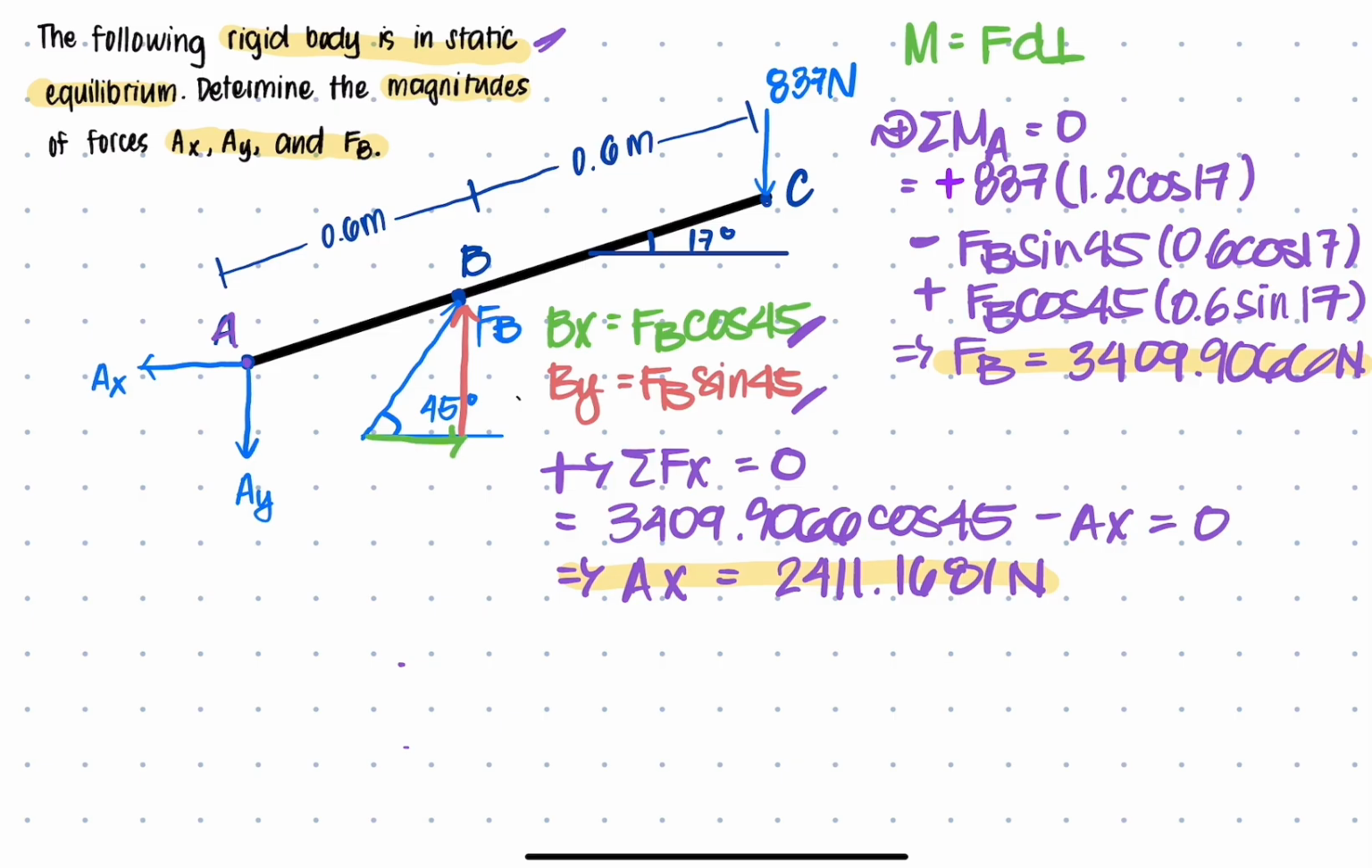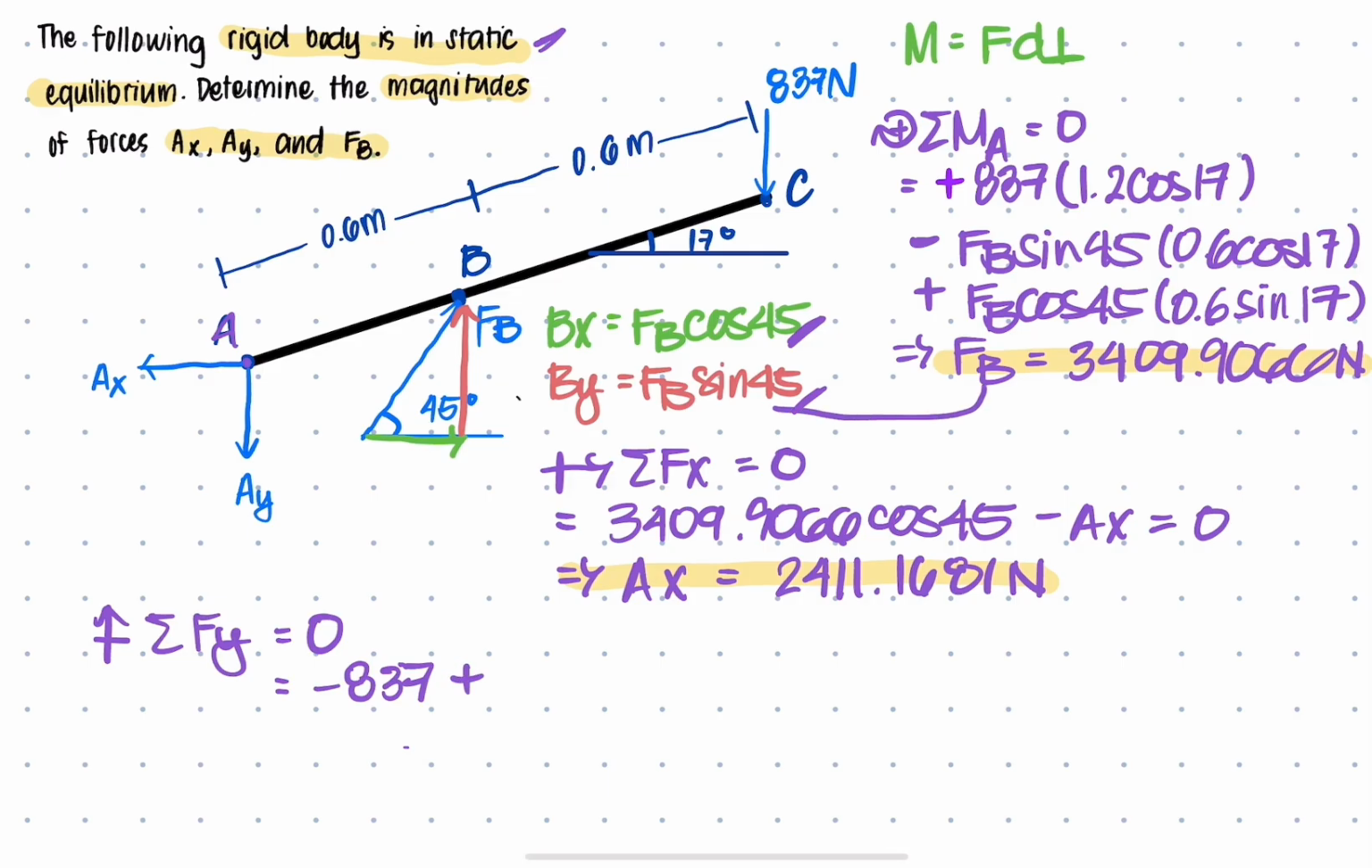And for AY, ganun lang din. Magsasum naman tayo ng forces along Y. So mag-set tayo ng convention. Kapag pataas, positive. Summation of forces along Y is equal to 0. Unahin natin tong 837 newtons. Dahil pababa siya, consider natin siya as negative. So this is equal to negative 837. Pataas yung BY. So susulat natin siya as positive.